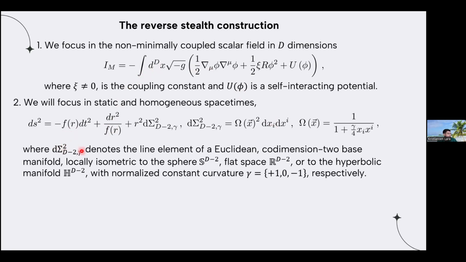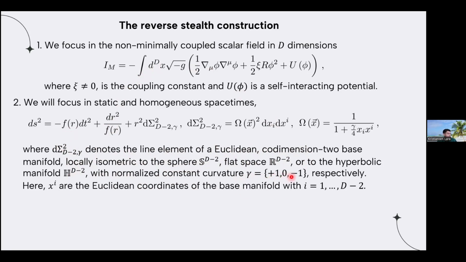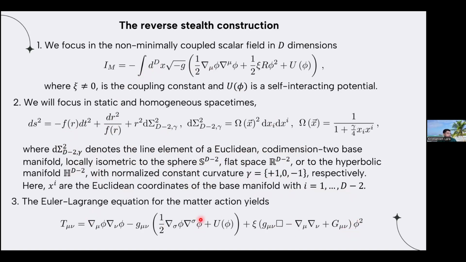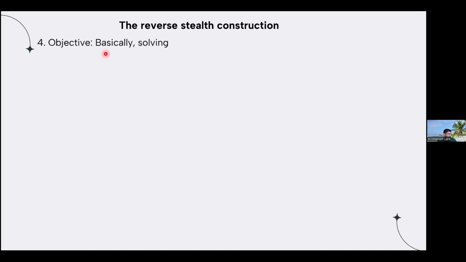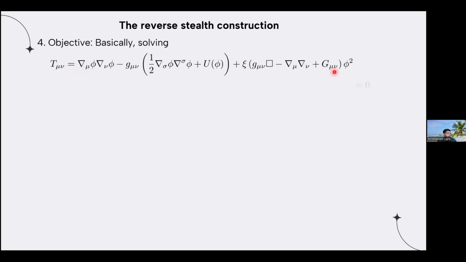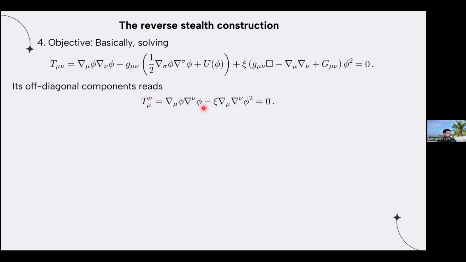So as I was saying, this Σ denotes the line element of the Euclidean codimension 2 base manifold, locally symmetric to the sphere, flat space, or the hyperbolic manifold, where the constant curvature γ is +1, -1 and 0. And here, ξ are the Euclidean coordinates of the base manifold. And the Euler-Lagrange equation for the matter action yields the following expression. So our objective is basically solving T_μν equal to 0 in order that we forego its sourcing. So its off-diagonal components read like this.